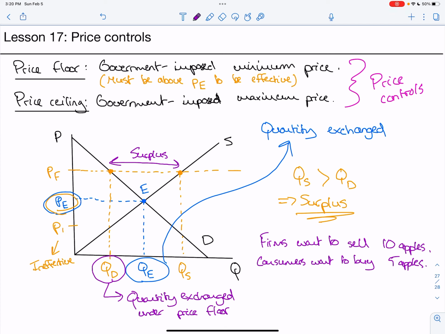How many apples will actually be sold? The answer is, of course, 5. It's the smaller number. Okay?